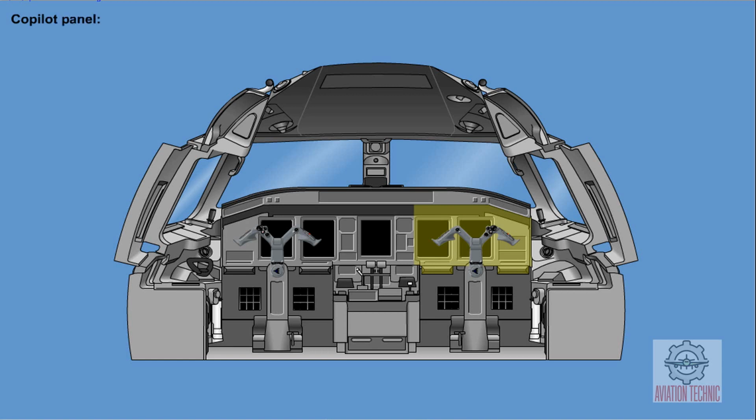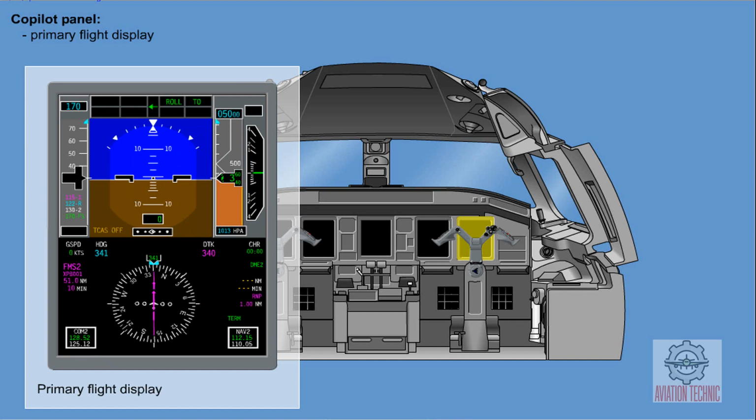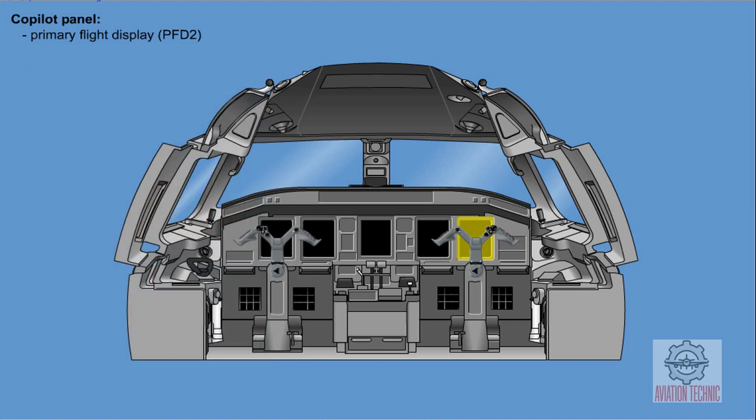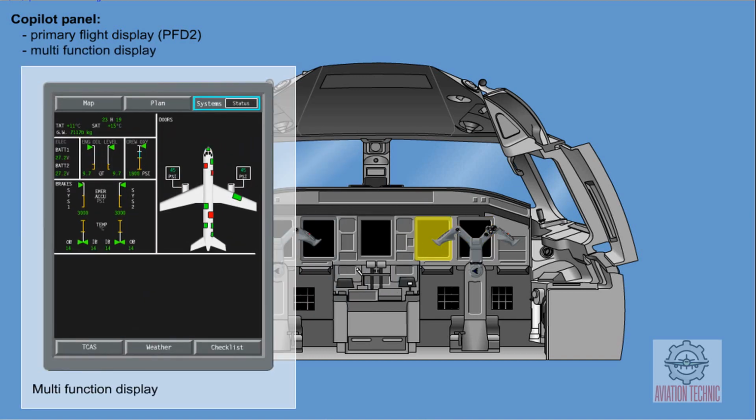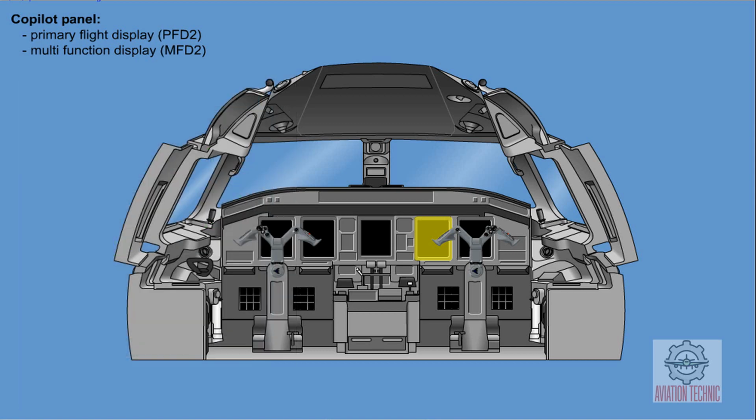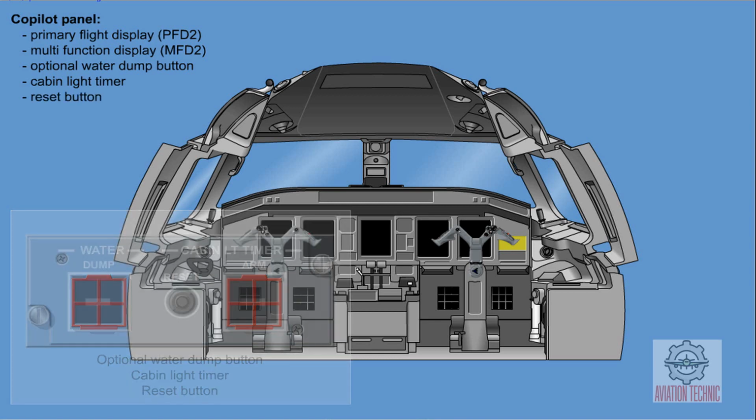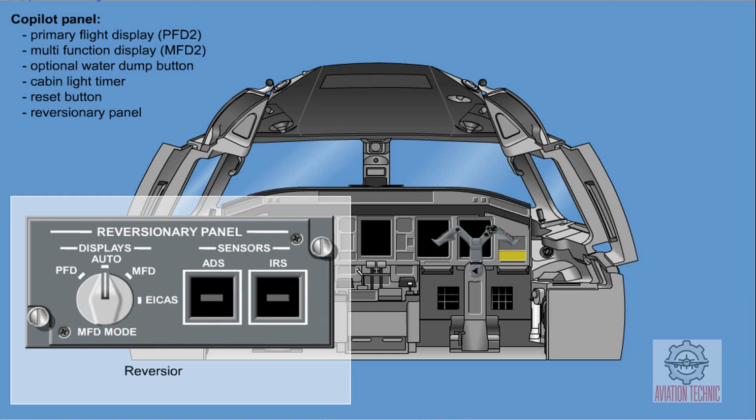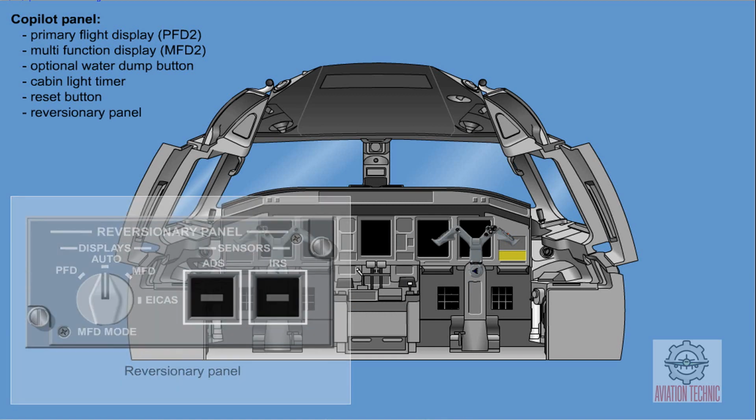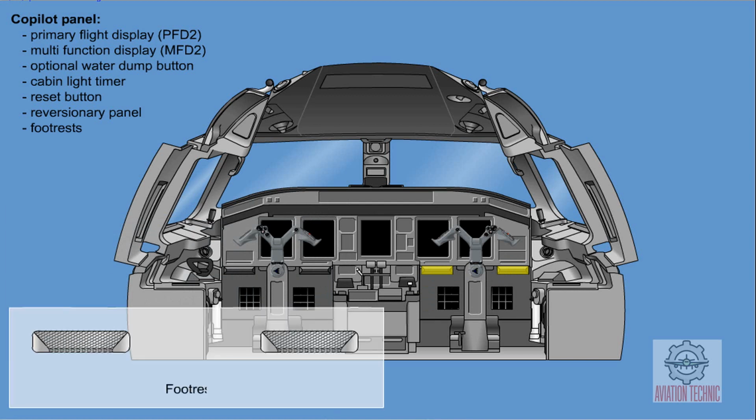On the co-pilot panel, the following components are installed. The primary flight display, PFD2, the multifunction display, MFD2, the optional water dump button, the cabin light timer and reset button, the reversionary panel, and the footrests.